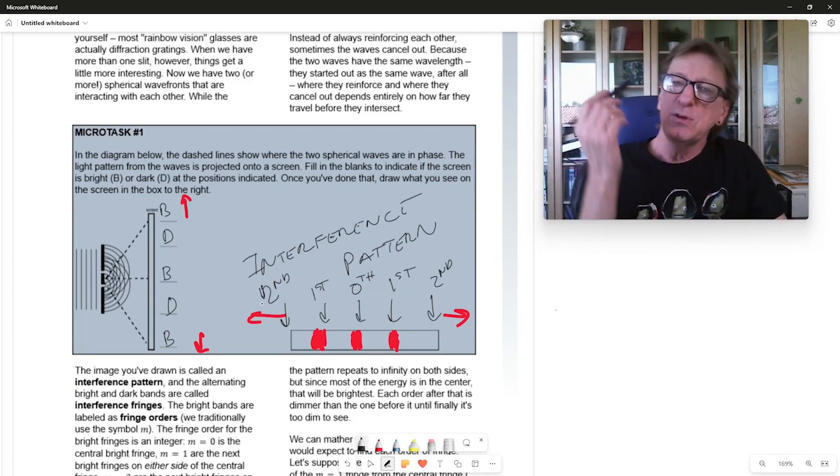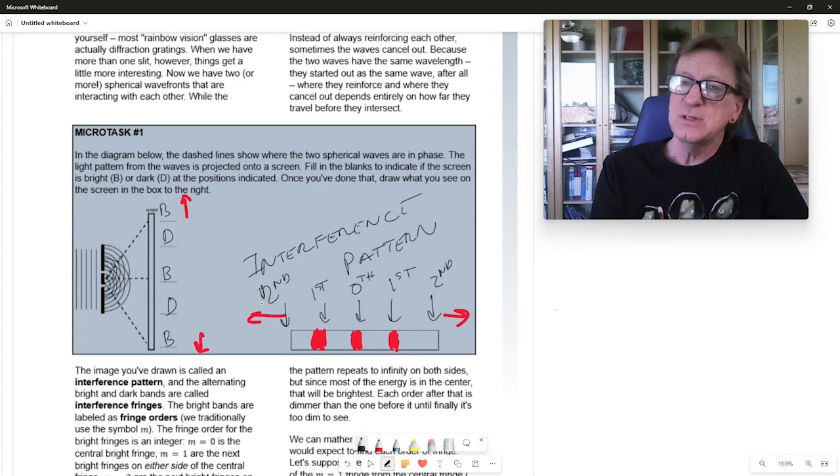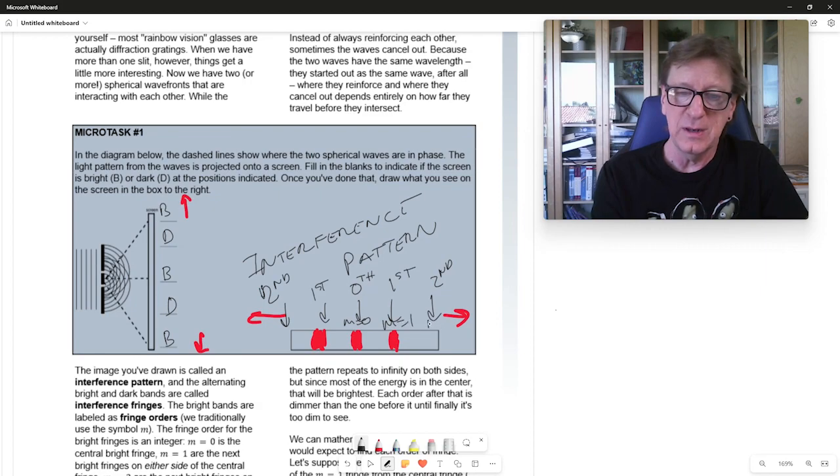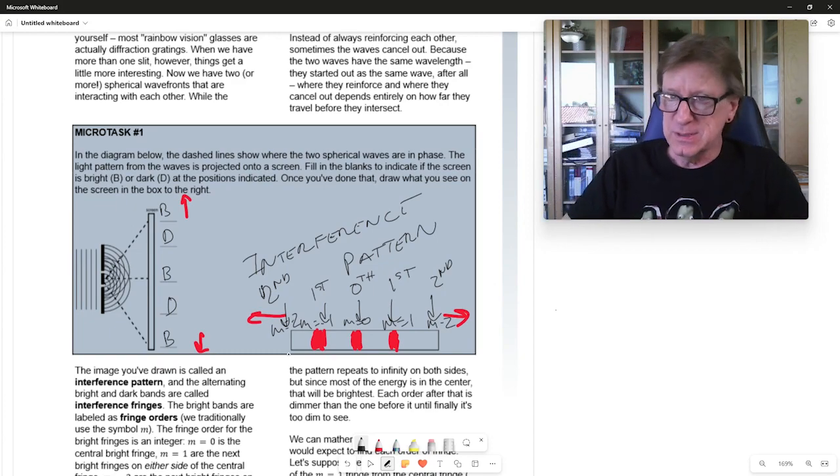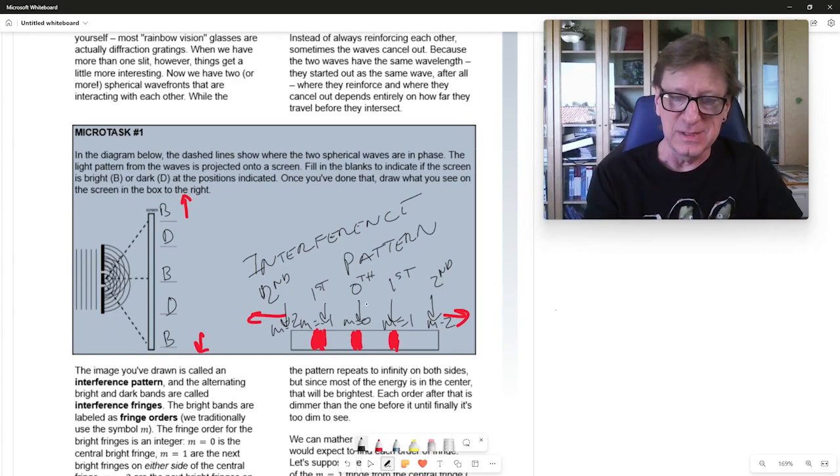And traditionally what we'll use is an integer to indicate that. So we would say that this would be the m equals 0 fringe, this would be m equals 1, m equals 2, and then I might say that this is m equals minus 1, m equals minus 2 if I want to indicate which side I'm on. Realistically, you're going to get the same. It's the same distance, it just doesn't matter which way you're going.